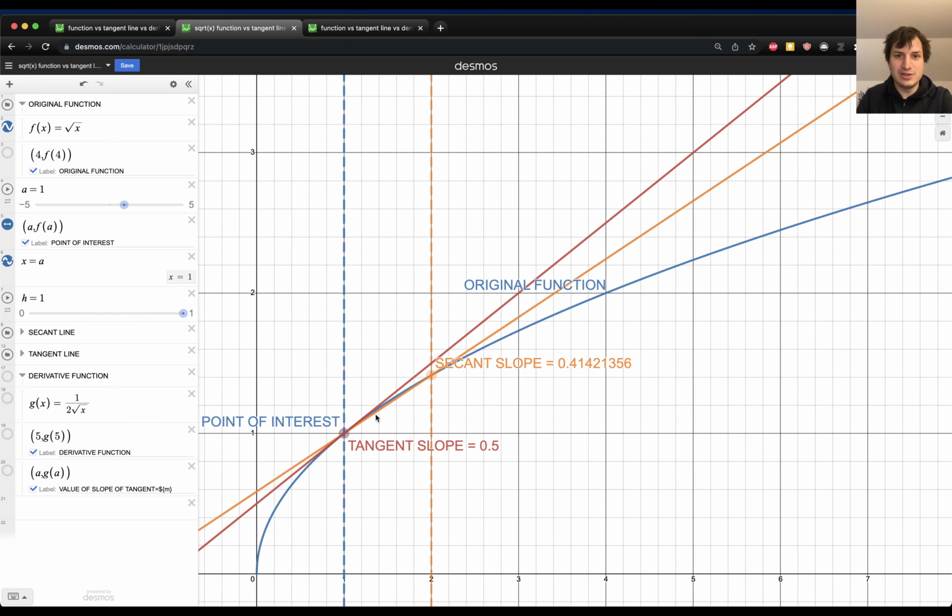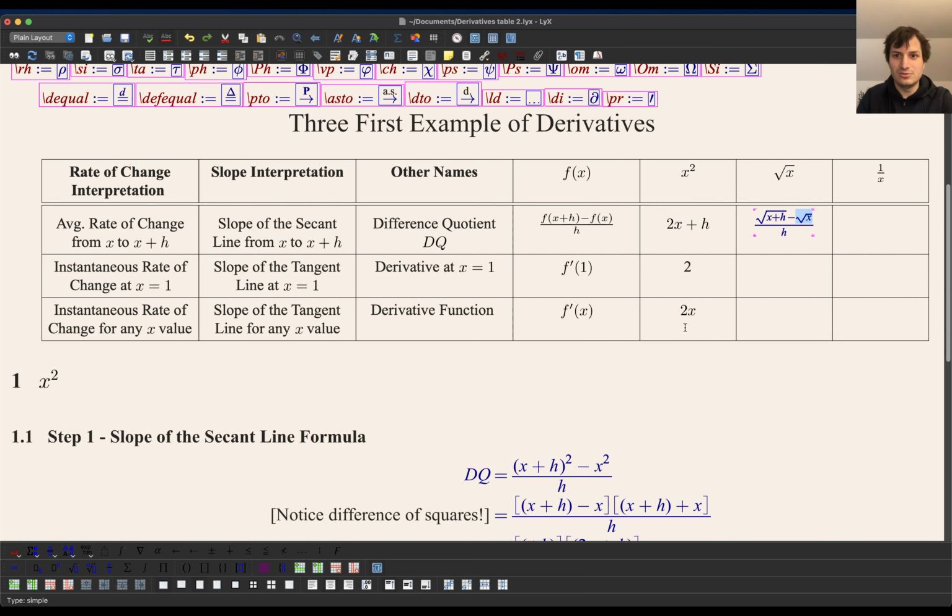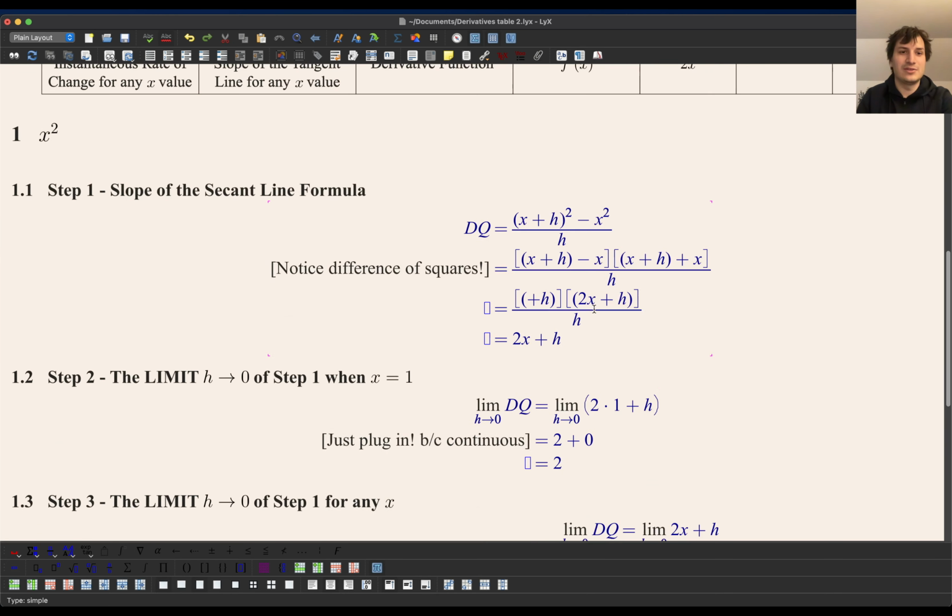We have these 2 points. Here's the f value at x. Here's the f value at x plus h. You subtract them, that gives you the rise. And the run is h. So that's what it is generically. But can we simplify it to make this 0 over 0 problem go away? That's what we're going to do over here.